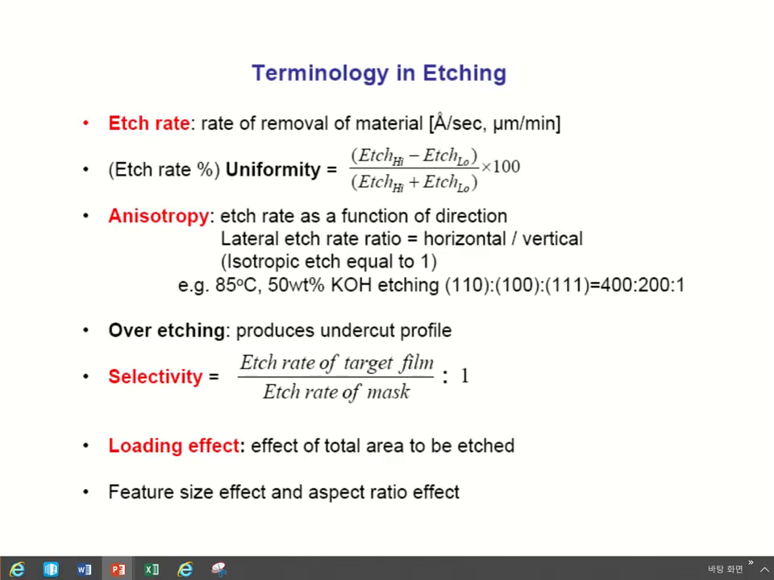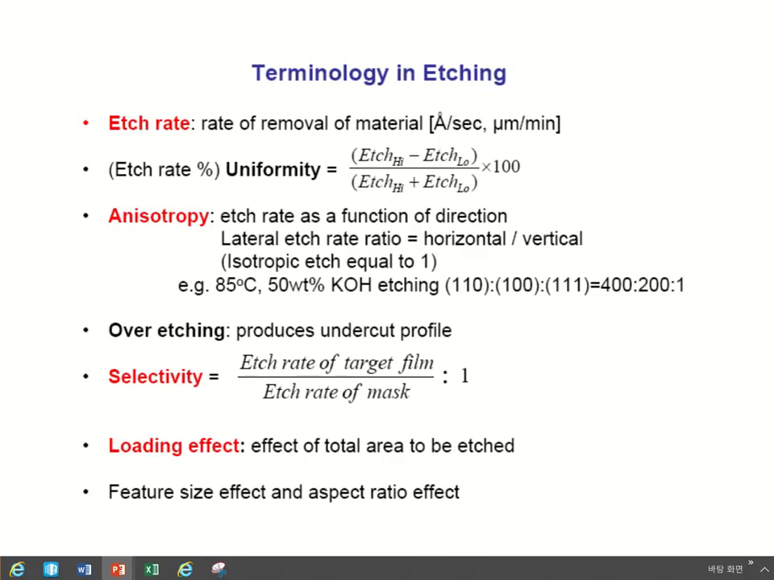across the whole wafer. And isotropy means the etch rate as a function of direction. So like in silicon, the etch rate is different because of the crystal structure. Lateral etch rate ratio is the ratio between the horizontal etch rate over the vertical etch rate, right? For isotropic etch, it could be equal to 1, right? Depending on the etching material and the direction of the silicon wafer.